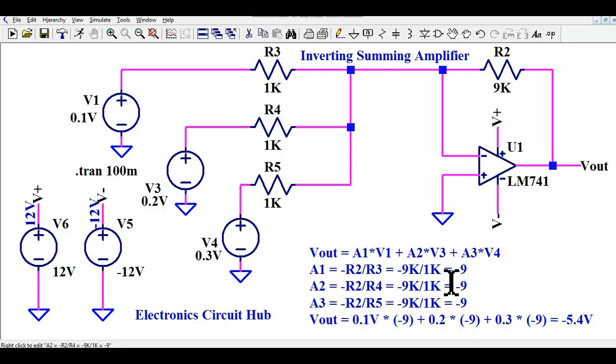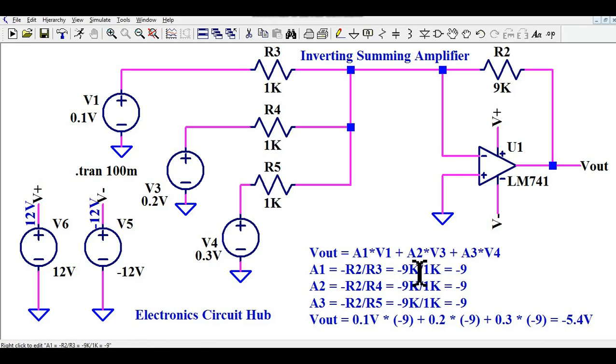Now let me put these values in the formula. So V out equals 0.1, the first input voltage V1, into minus 9, plus 0.2 into minus 9, plus 0.3 into minus 9. And if you multiply all three values and do some math, you will get minus 5.4 volt at output.